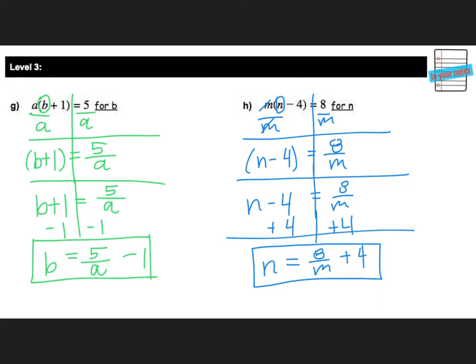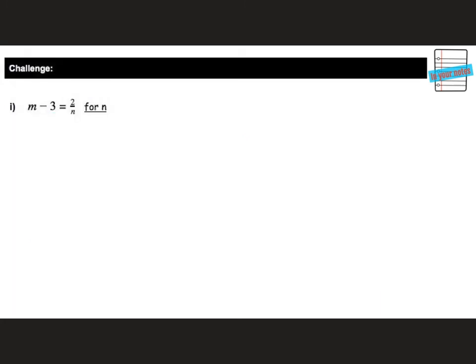Now since we got a little bit of extra time, let's go ahead and look at this challenge problem. So this one, we want to solve for n. Now this one is tricky because n is on the bottom of a fraction. So the first thing we want to do is get n on the top, on the numerator. So to move a divide by n, we can go ahead and times by n on both sides.